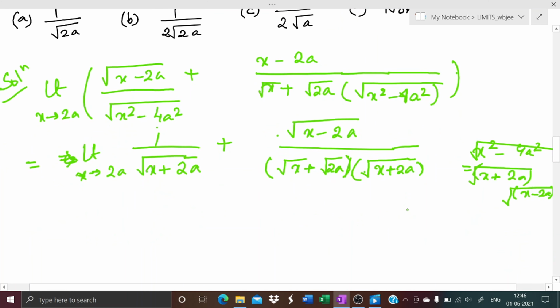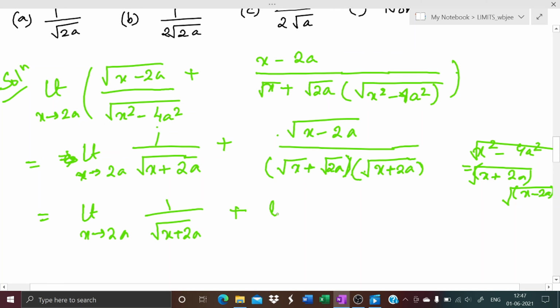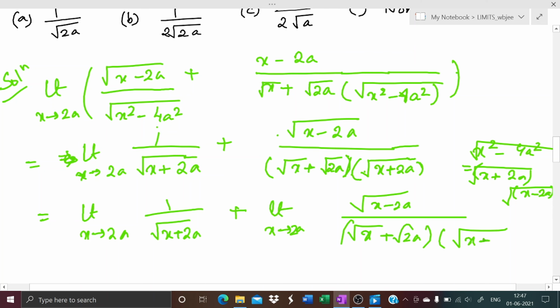Now after doing this, you will check whether it is still of the form 0 by 0 or not. So I will break the limits, that is, limit x tends to a of f of x plus g of x is limit x tends to a of f of x plus limit x tends to a of g of x, that is, under root x minus 2a into under root x plus 2a into under root x plus a, x plus 2a.